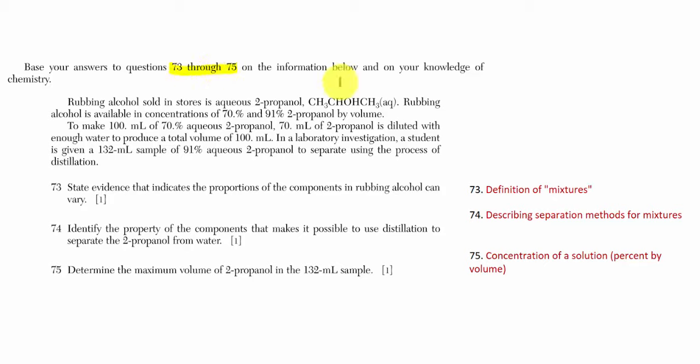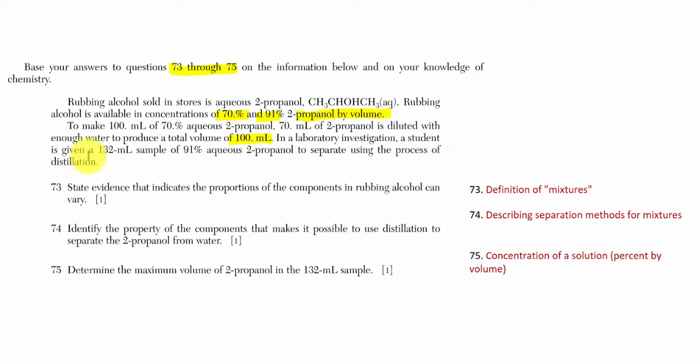Question set 73 through 75 is based on this rather complex looking narrative, but I think you'll find that the questions are a lot easier than the narrative. Rubbing alcohol sold in stores is aqueous 2-propanol. There's the compound for the aqueous 2-propanol. Rubbing alcohol is available in concentrations of either 70% or 91% of 2-propanol by volume. So there's a concentration by volume. To make 100 milliliters of 70% aqueous 2-propanol, 70 milliliters of 2-propanol is diluted with enough water to produce a total volume of 100 milliliters.